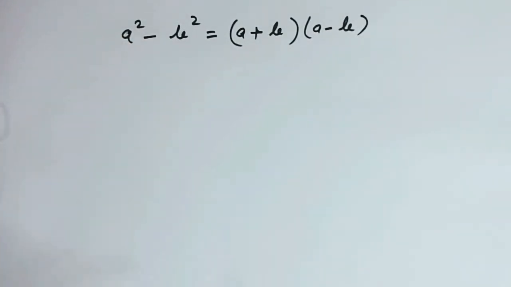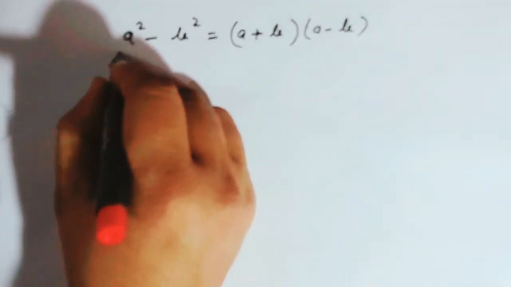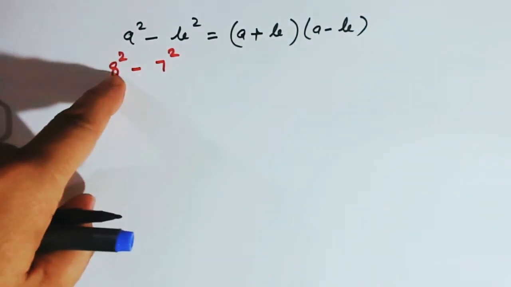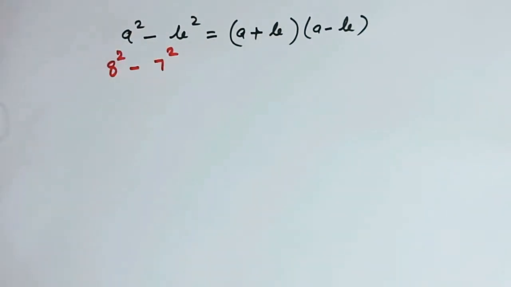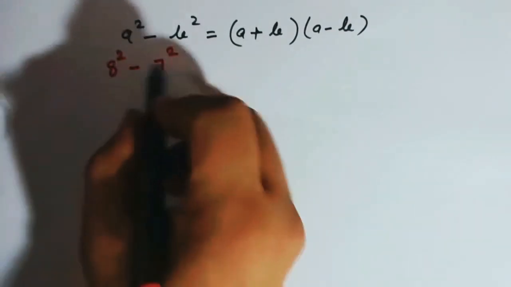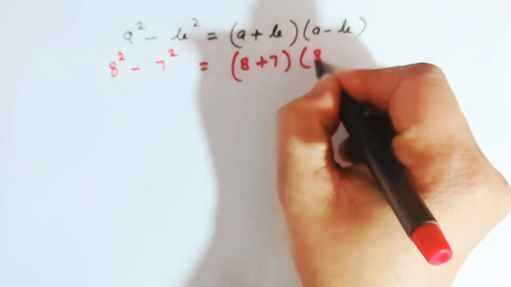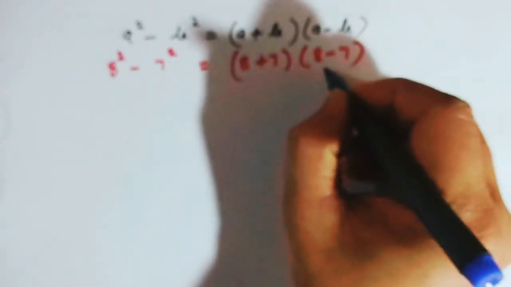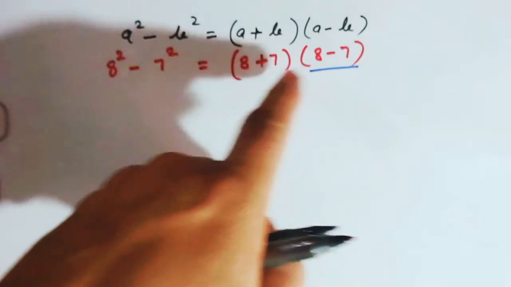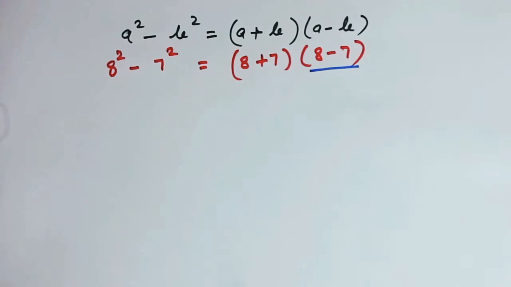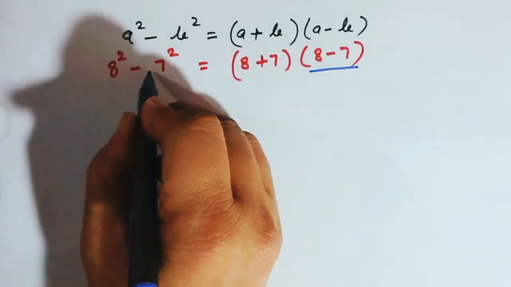Now, when two numbers are given such that this is 8 square and this is 7 square, that is, the difference of two consecutive numbers, you will get 8 plus 7 and 8 minus 7. 8 minus 7 is 1, so that factor will vanish when you multiply. So the difference of squares of two consecutive numbers is equal to the sum of the numbers. Once again, their difference is equal to the sum of the numbers.